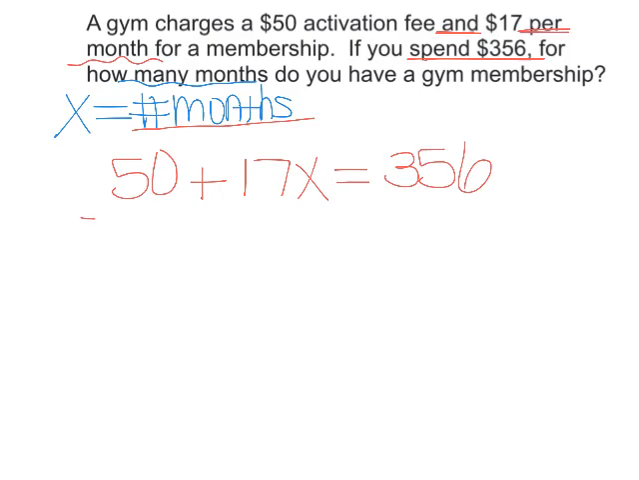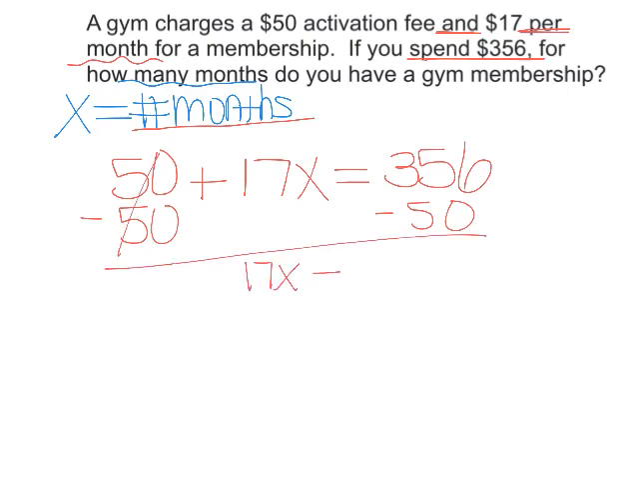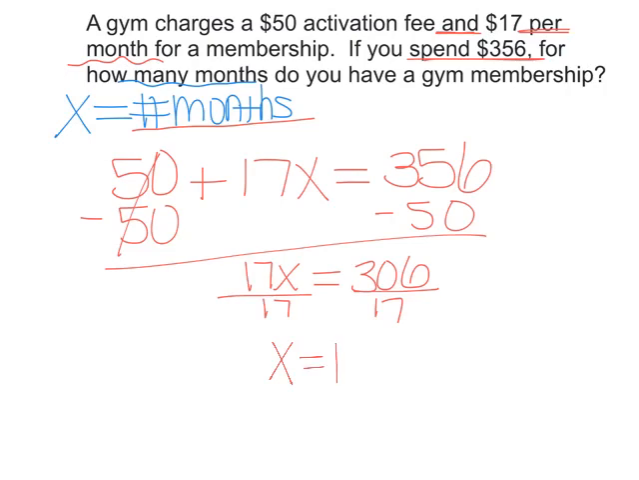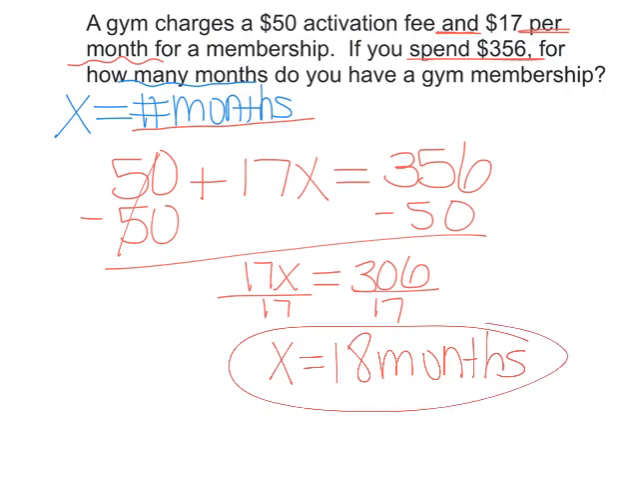Now we can solve. Subtract 50 from both sides. 17x equals 315. Divide both sides by 17. And we get 18 months. x is equal to 18 months. That's it.